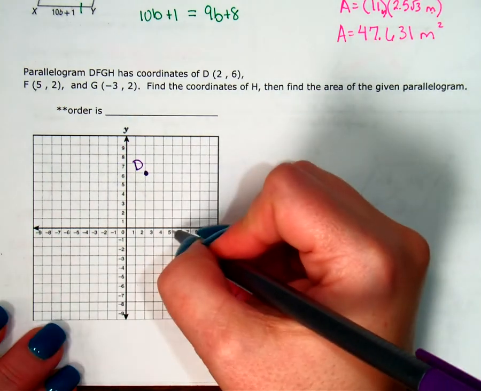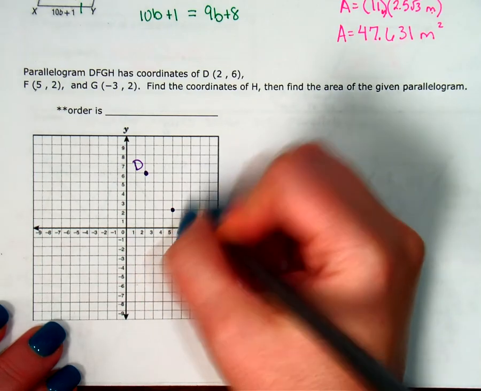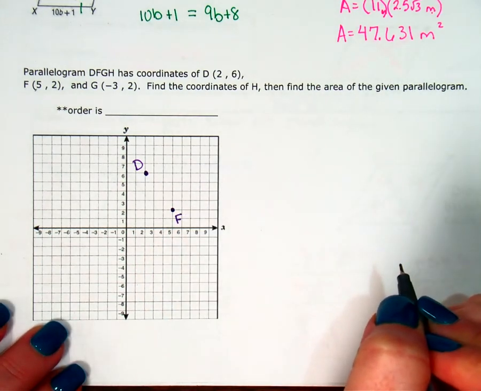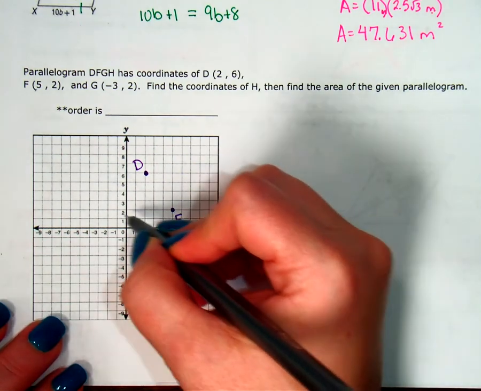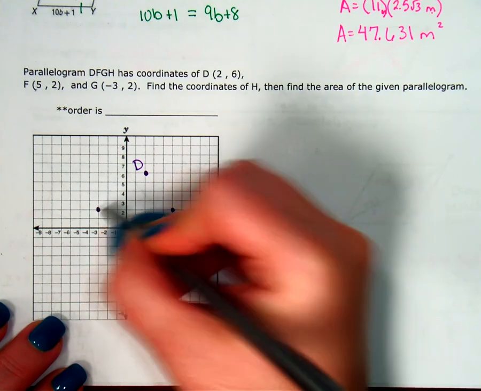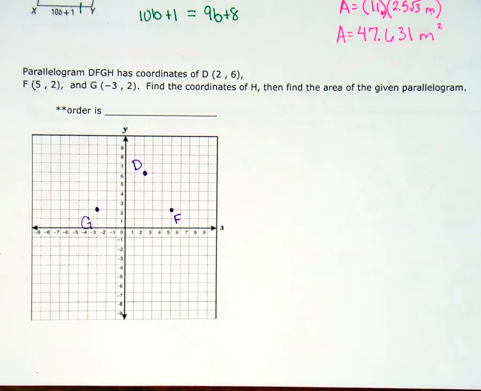F is at (5, 2). G is at (-3, 2). This is G. Now here's my issue.